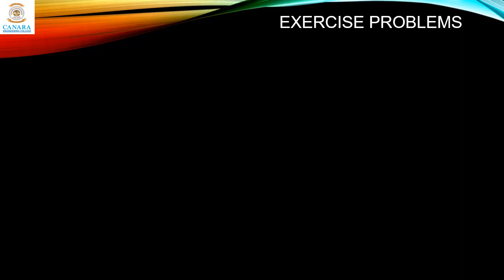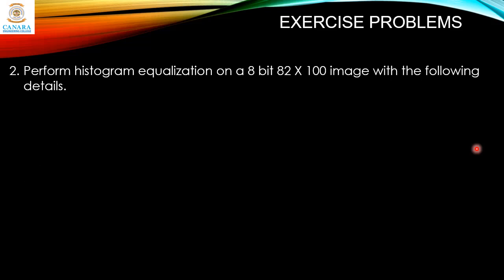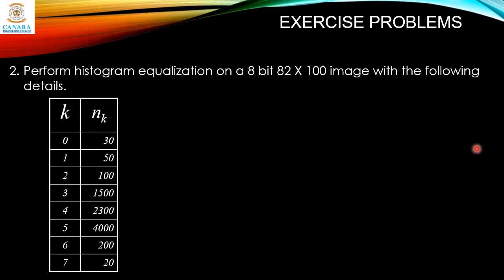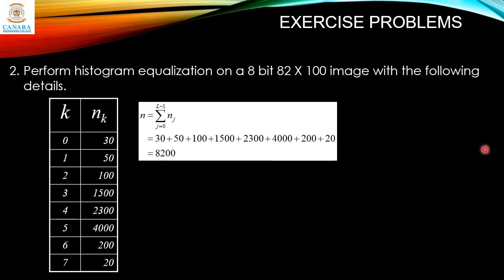Second example for histogram equalization. So this is the question. Perform histogram equalization on an 8-bit 82 cross 100 image with the following details. So you have this k and nk values given like this, and if you add those nk values up, you will get 8200, which is equal to 82 into 100. So this adds up. So the first task is to complete that table.